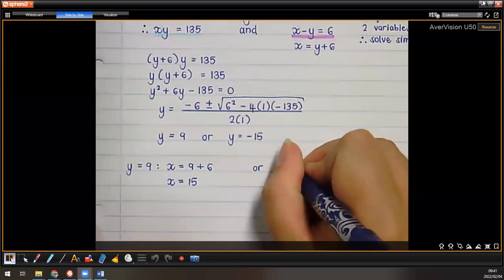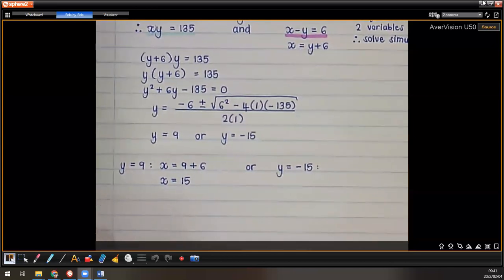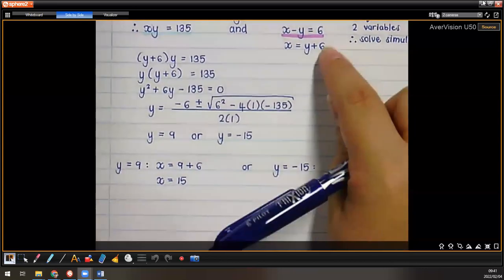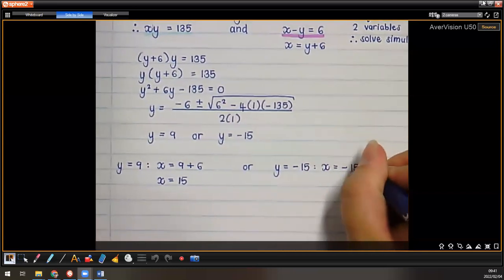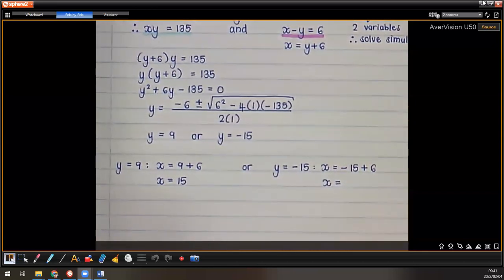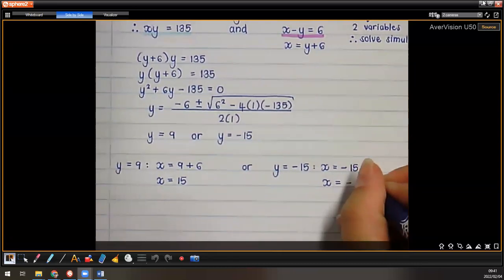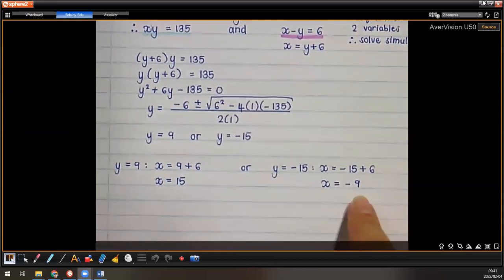Or if y is now the other number, negative 15, we need to check what is the x value that goes with that one. Then x is going to be negative 15 plus 6, which is negative 9. Yeah, and that also works, right? If you take negative 15 times negative 9, it will give you positive 135. And the difference between negative 15 and negative 9 again is just 6.